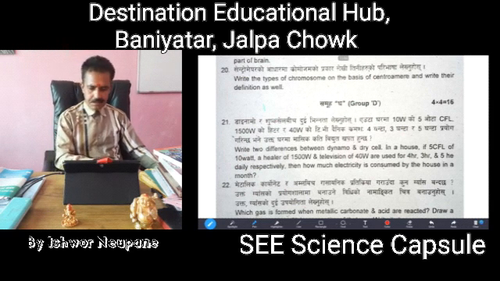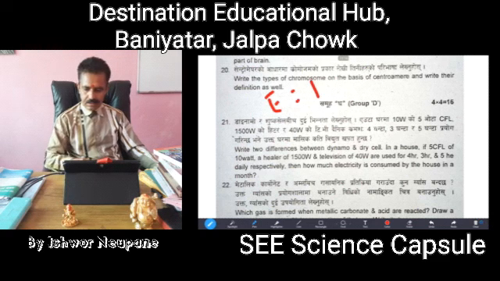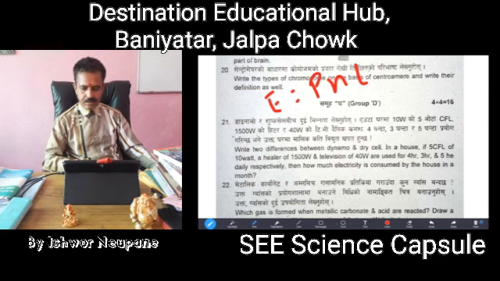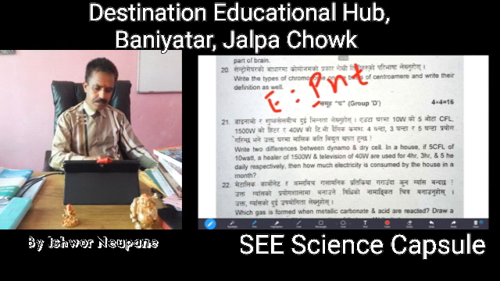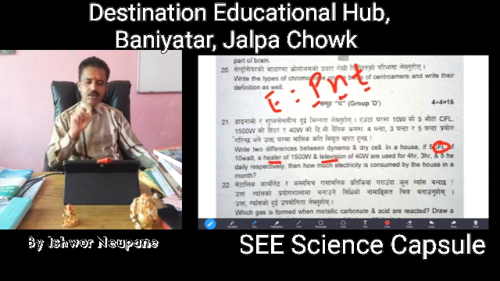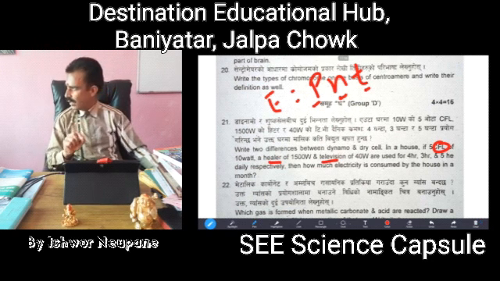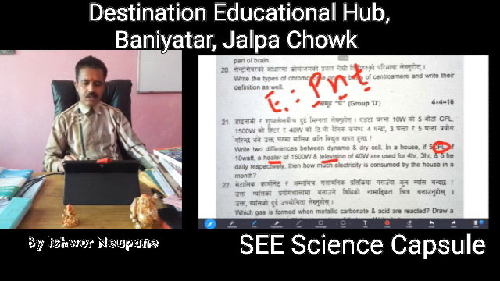Now second part is the numerical problem. You must know the formula to calculate electricity consumed. E equals power into number into time. But one thing you have to remember, power should be in kilowatt, and time should be in hours.